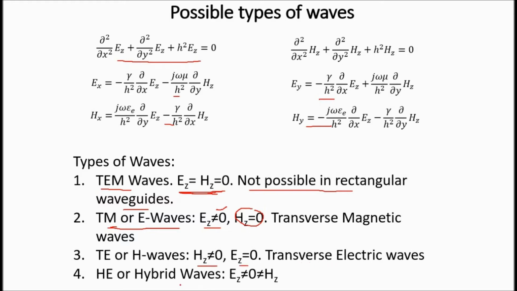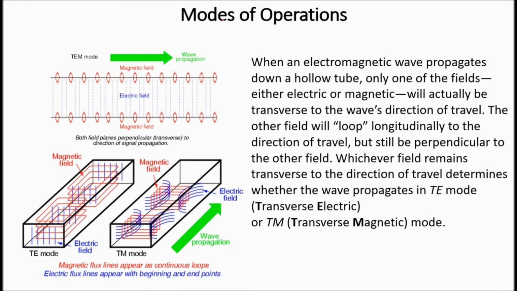We could have both Ez and Hz not equal to 0, that is called hybrid waves or HE waves. So in the rectangular waveguide, we consider that either Ez or Hz exists. For transverse magnetic wave, we don't have the Hz component. For transverse electric wave, we don't have the Ez component. So here we'll discuss the modes of operation.